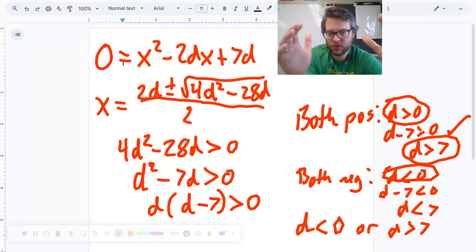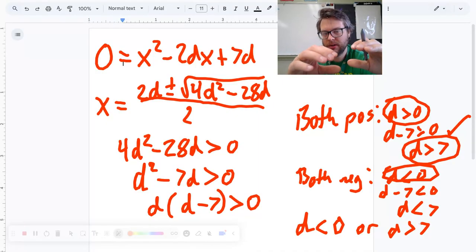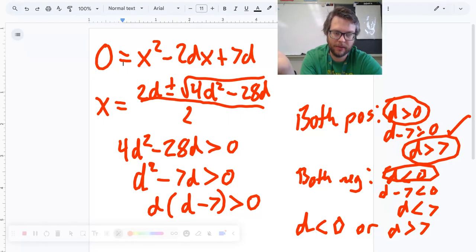Basically, there's this range of d values between 0 and 7, like d equals 1 or d equals 0.2. Those values would make it a negative under the square root. That'd be bad. If I made d exactly 0 or exactly 7, it'd be 0 under the square root. That would be bad because that would only give me one solution. So the only way that I have two solutions on the graph is if d is a negative number itself or if d is a positive number bigger than 7.